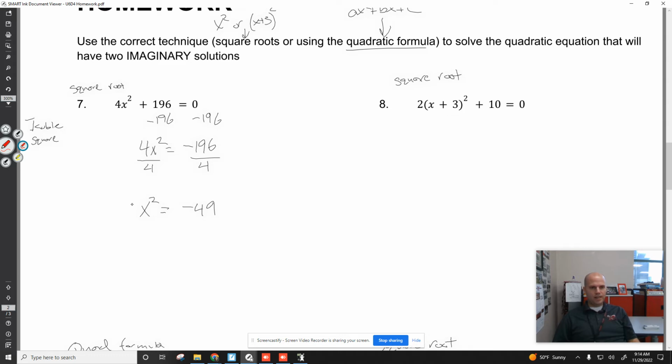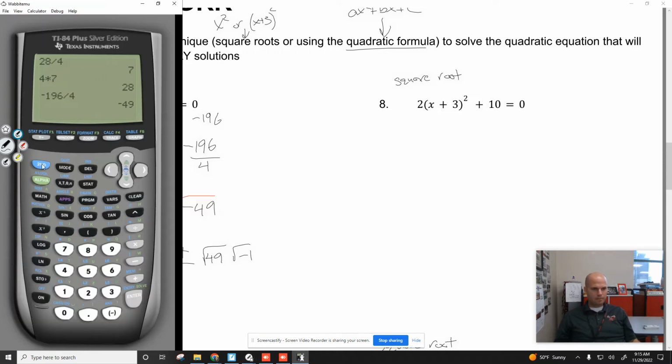Square root both sides. Now, when you square root both sides, if you're solving an equation, you need to understand there could be two solutions. There could be a plus or a minus. Okay? So that's what we got. The square root and the square on this side goes away. I would write this as root 49 root negative 1. Okay? But can we simplify that?